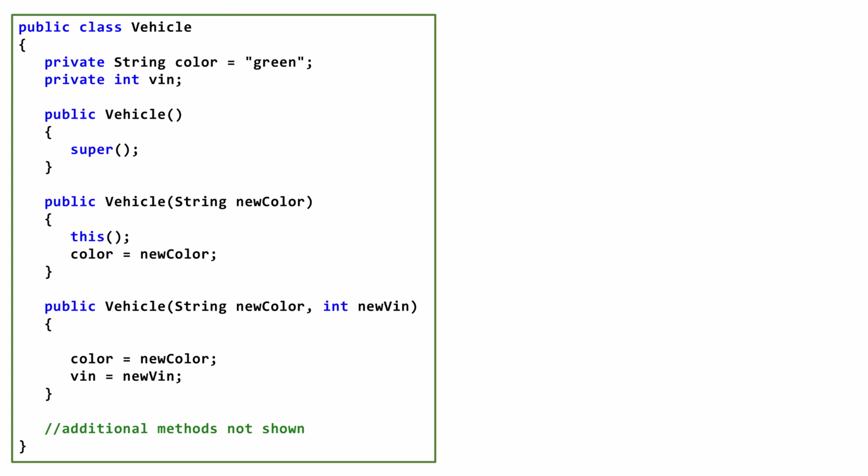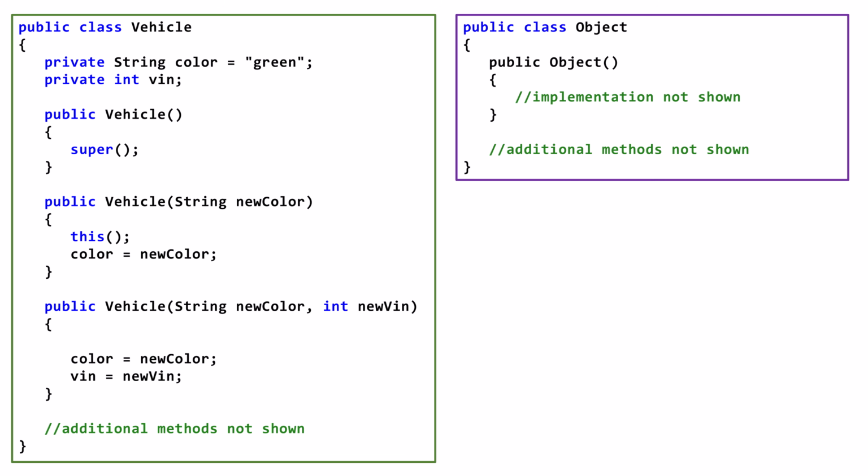Let's look at this vehicle class. The vehicle class doesn't explicitly extend any other class. However, implicitly it extends the Java object class. While I've never seen it done, technically you can write extends object. Looking at the vehicle class, we see it has 3 constructors.